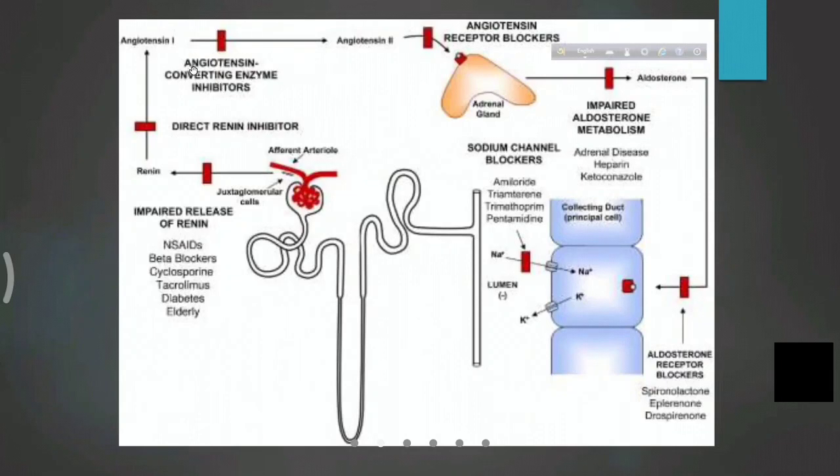Angiotensin converting enzyme converts angiotensin 1 to angiotensin 2. Angiotensin 2 acts on the adrenal glands to increase synthesis of aldosterone, which in turn acts on the renal tubular cells, especially the principal cells of the renal tubules. These red bars are the sites of prevention of the activity of the various pathways.